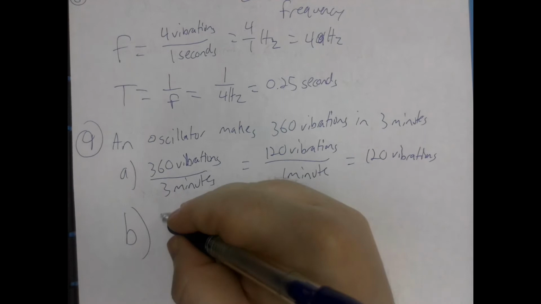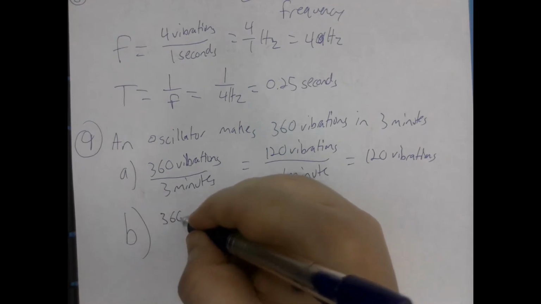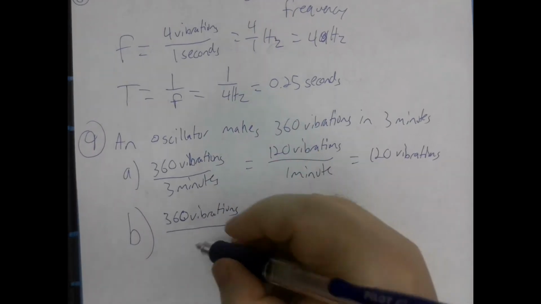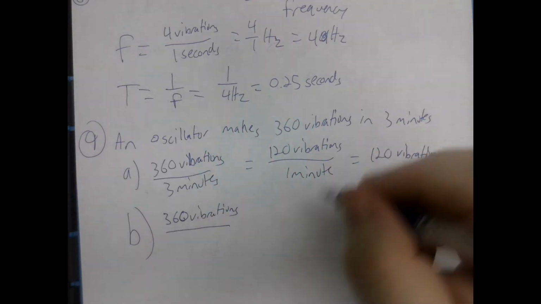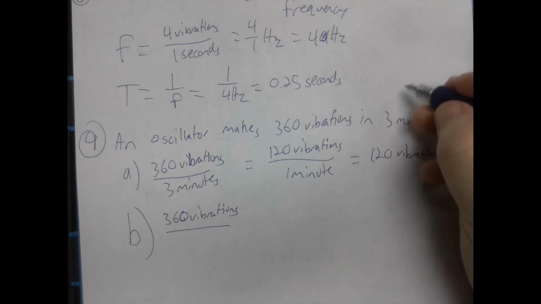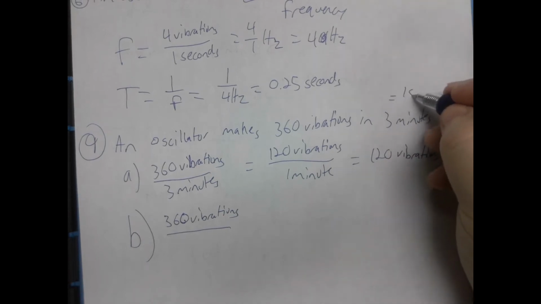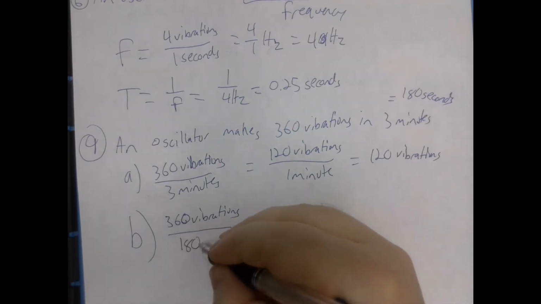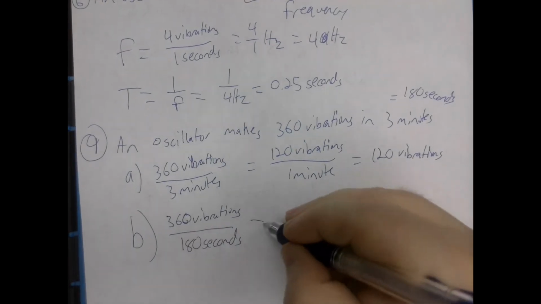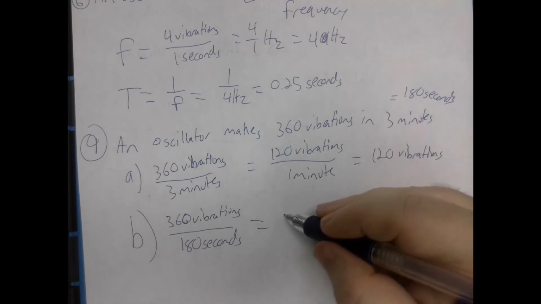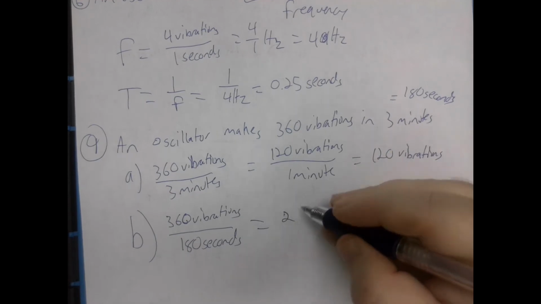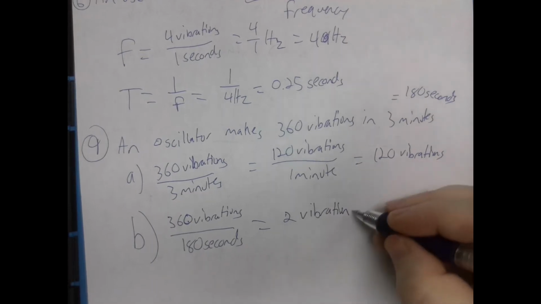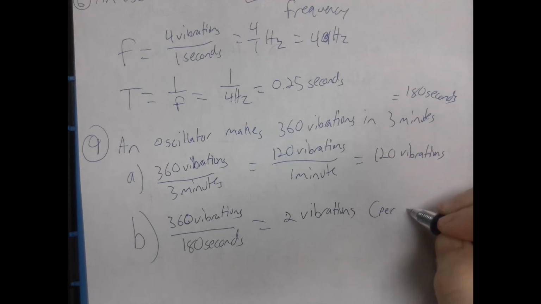However, you could also do 360 vibrations, the original problem, and divide it by 3 minutes, which is equal to 180 seconds. Which is equal to 2 vibrations per second, per 1 second.